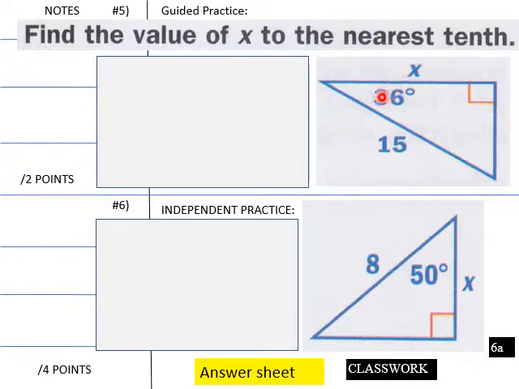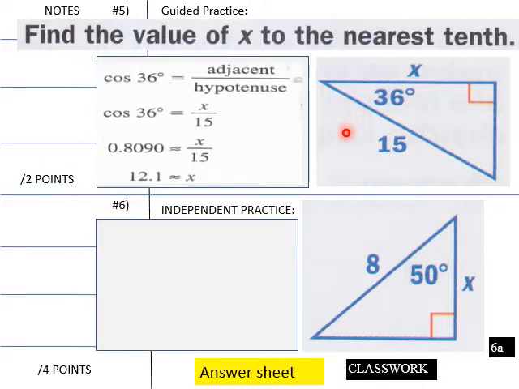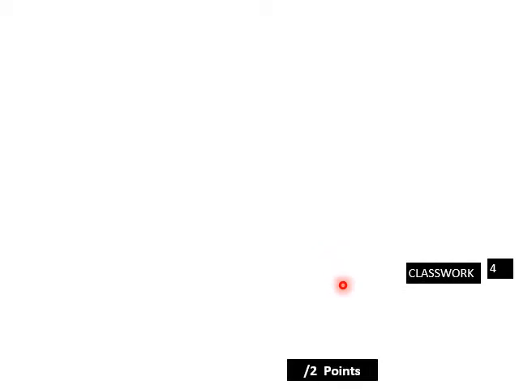So to find x, cosine 36 equals adjacent over hypotenuse. So x over 15, or hypotenuse here is 15. And then cosine 36 is 0.8090 equals x over 15. And then 15 times 0.8090 is 12.1. Isn't that the same number we got previously? Something like that. So anyway, x here equals 12.1.